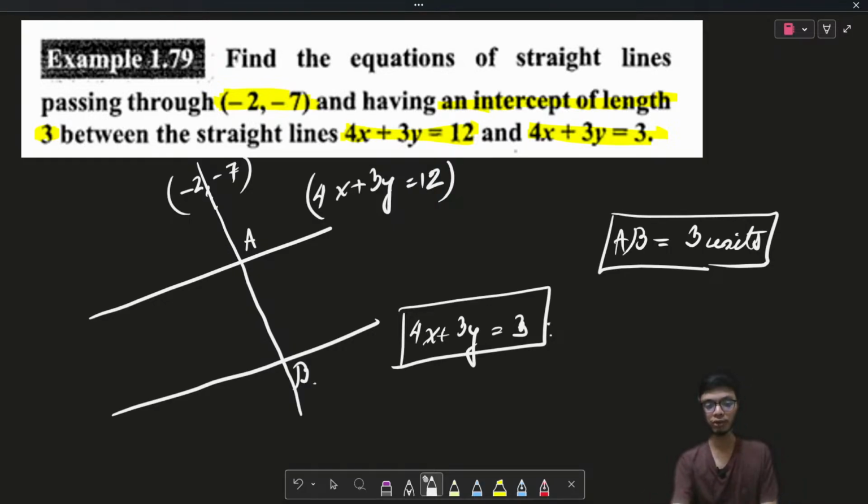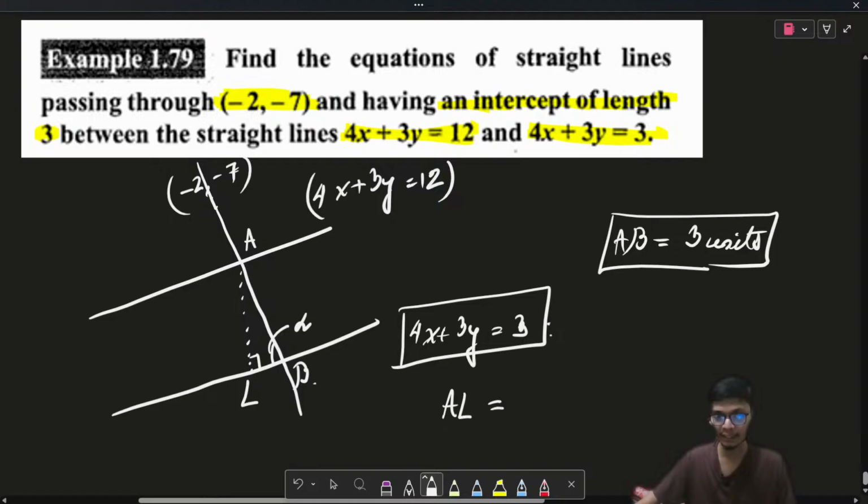Please note that this is not the perpendicular distance. It might have some angle, so let us call this angle alpha. How do I find out this problem? Let me first find the perpendicular distance between the two straight lines. This perpendicular distance can be given as AL, and that can be easily found using our formula.